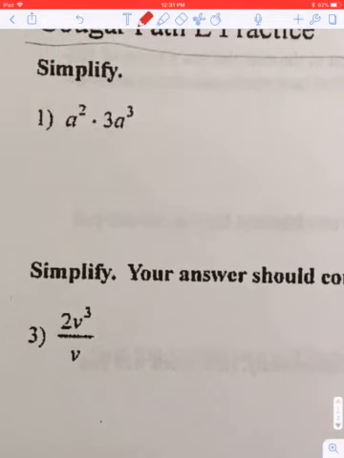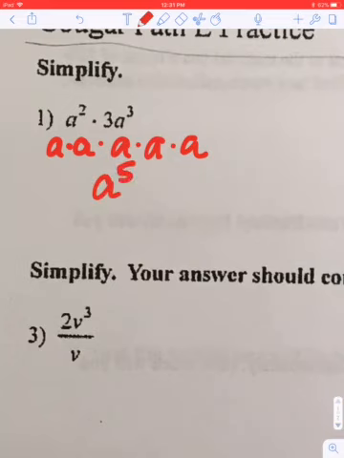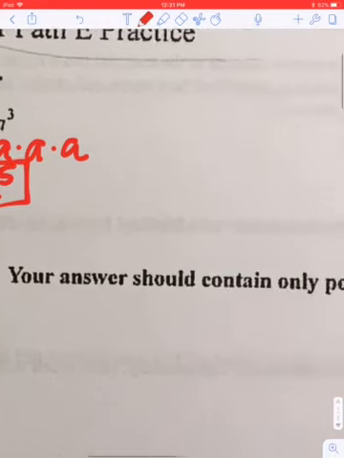So what I'm going to do here, I'm going to think about these like the exponent rules go, where I know that I'm supposed to add those exponents. But the reason why is that a to the second is a times a, and a to the third is the same but 3 times. And when you take a look at how many I have total, that is a to the fifth. And then since 3 is a constant and it is the only constant, I'm going to write 3 out front. This would be my answer to number 1.